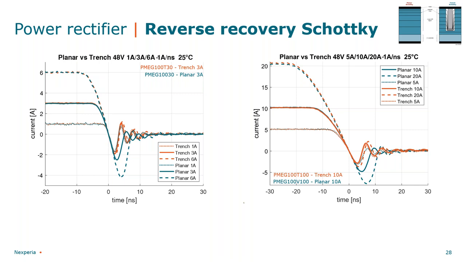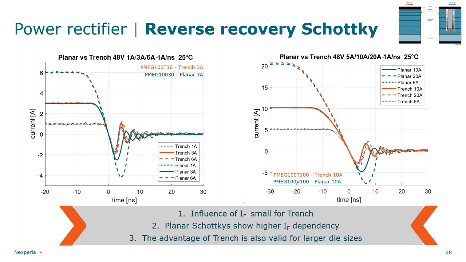And we took it a step further. We wanted to see if this benefit also holds for bigger crystal sizes. So we did the same experiment and chose a 10 ampere 100 volt trench, again in orange, and a 10 ampere planar device, again in petrol, and conducted double pulses at double the rated current and half the rated current. And also here we can see that the trench device shows less variation with increasing or decreasing the forward current. So to summarize, the influence of the forward current is small for trench devices. Planar Schottky show higher IF dependency, and the advantage is also valid for larger die sizes.